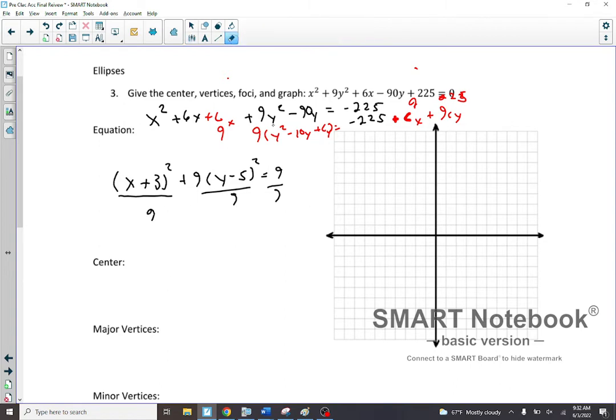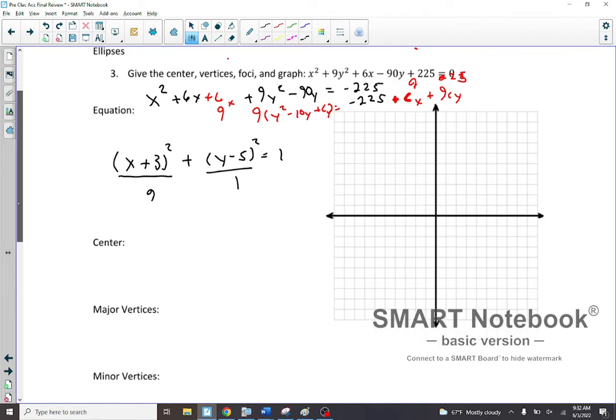When you do that, this would just become 1, this would just become a 1, and that would just stay over 9. So plus that equals 1. If you want to, you could leave this over 1 to help you visualize what it is. Okay, we have the equation.